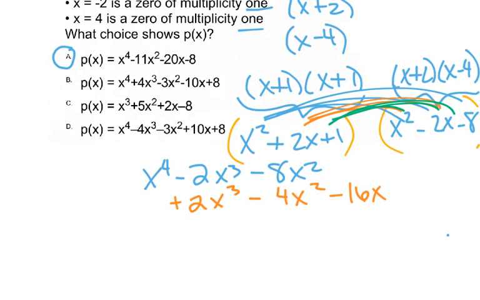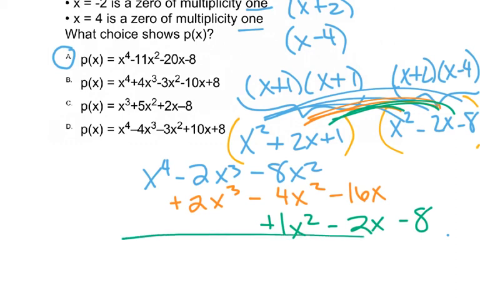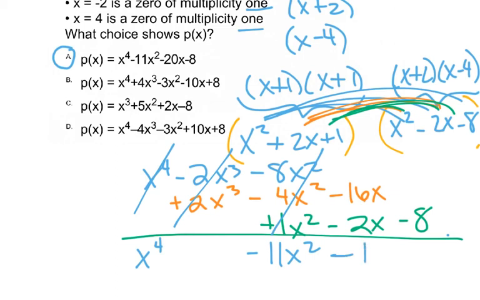1 times x squared is 1x squared. Got it. 1 times a negative 2x, negative 2x. 1 times a negative 8, negative 8. So now I'm going to add all of these together. Alright, so x to the 4th, that's done. These are going to cancel out. That's nice. This one will give me negative 11x squared. This one, negative 18x and minus 8.